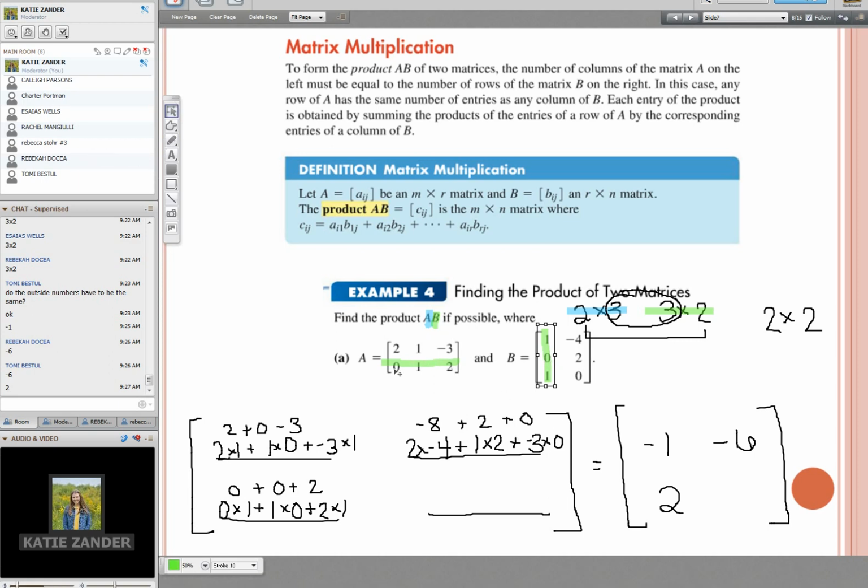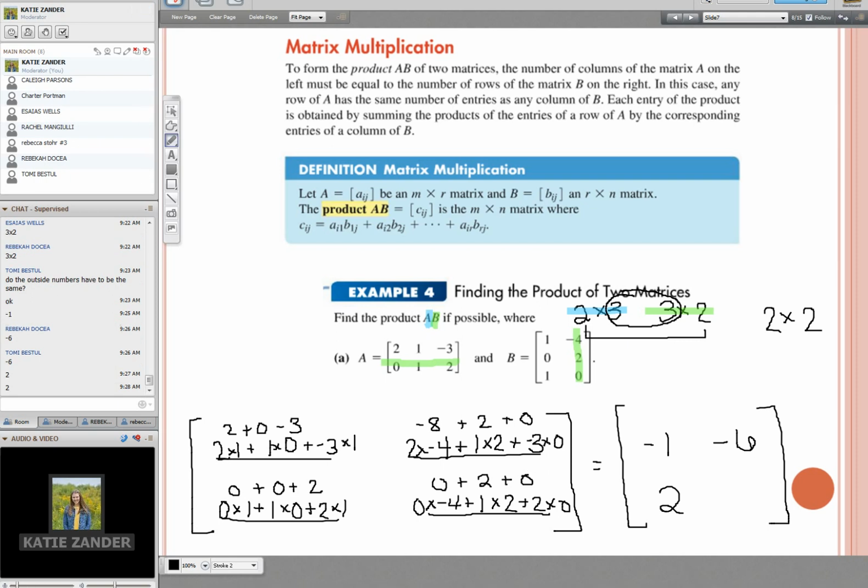All right, the last element we need is by looking at row 2, column 2. So I'm just going to switch the highlighting there in part B. And the process starts over. 0 times negative 4 plus 1 times 2 plus 2 times 0. All right, and what will that simplify to? A 2. Good. All right, so there is our resulting matrix after we multiply these two together.